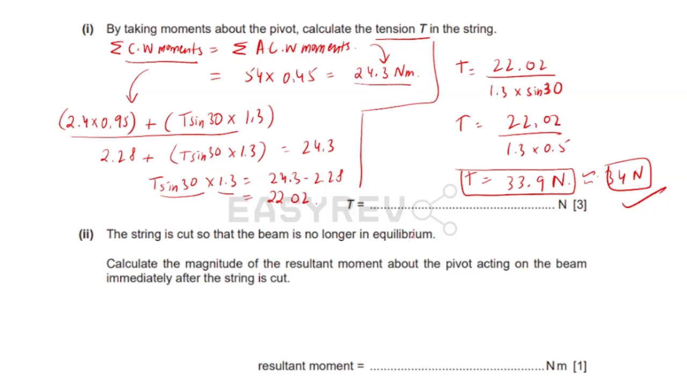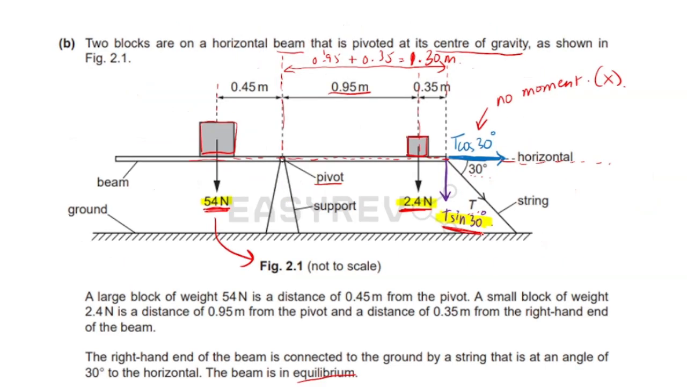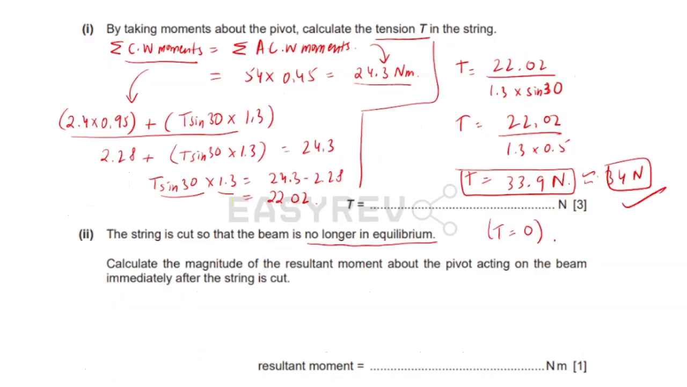So this is where we have to remember that now the beam is no longer in equilibrium and so the total clockwise moment is no longer equal to the total anti-clockwise moment. Now, because the string is cut, we immediately realize that tension is no longer there, which means if we look back at this situation, we basically only really have the 54 Newton force creating its moment and then the 2.4 Newton force creating its moment. We've already calculated what those values are. For the 54 Newton force, it's 24.3 Newton meters. And for the 2.4 Newton force, the moment is 2.28 Newton meters.